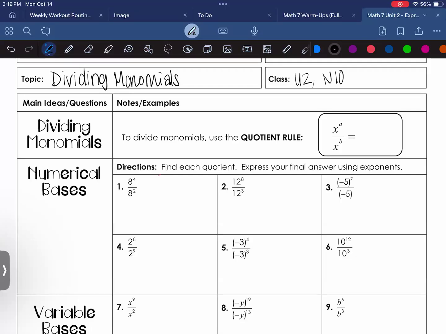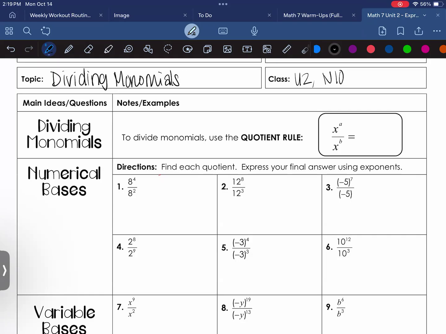All right, go ahead and label the topic dividing monomials. It is Unit 2, Notes 10. Now remember, monomials are just like the terms that we see in expressions. So it can be a number by itself, a letter by itself, or letters and numbers connected, right?